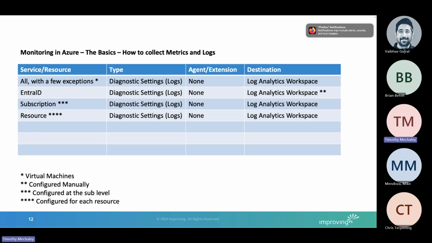Yep, so the four things you can set up for diagnostic settings to send it to is a Log Analytics workspace, a storage account, a third party, or the fourth one was what? Event Hub. Yeah, we talked about. All right, thank you.